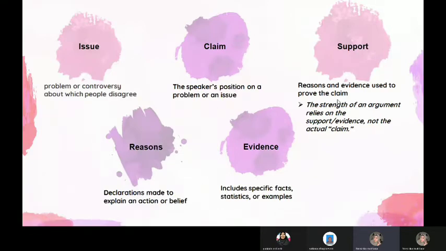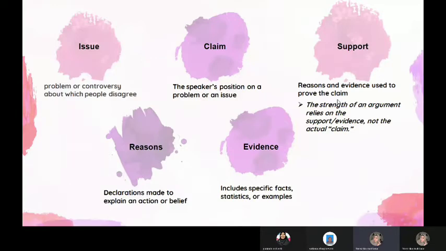When a reader asks, "What do you think about blah blah blah?" you offer a claim, and then support, reasons, and evidence used to prove the claim. These terms of an argument rely on the support or evidence, not the actual claim.